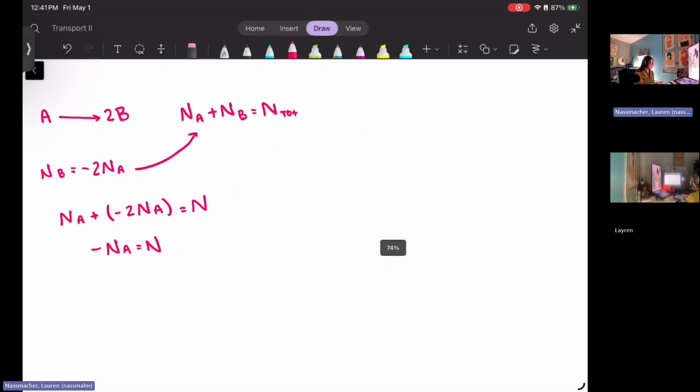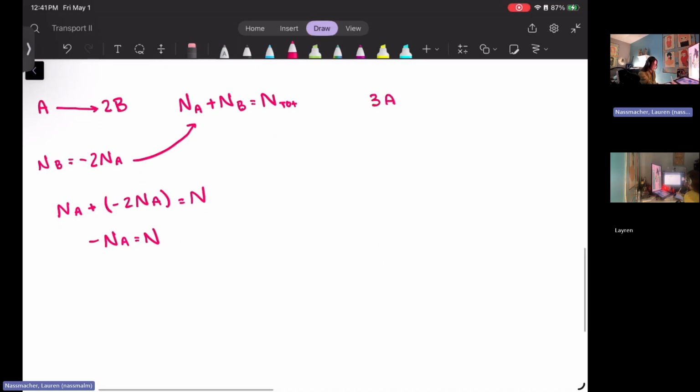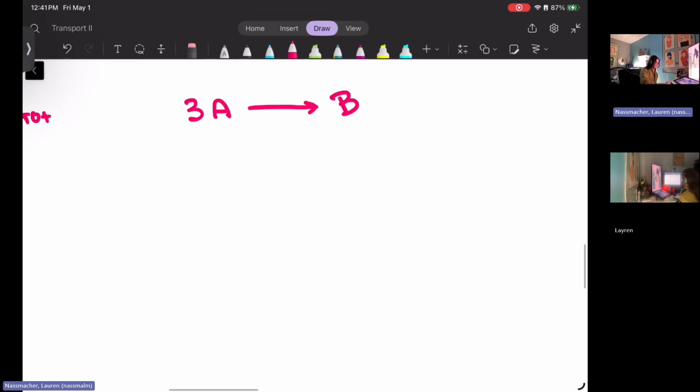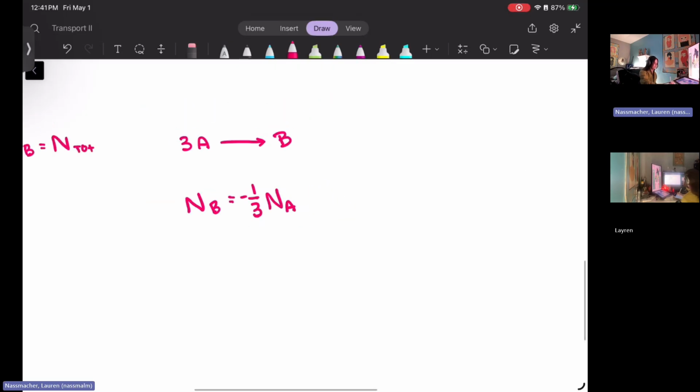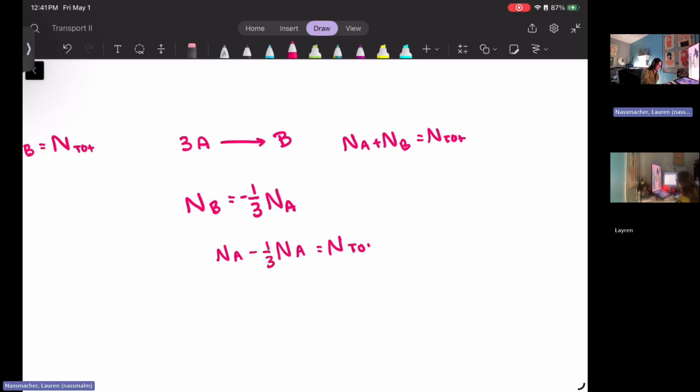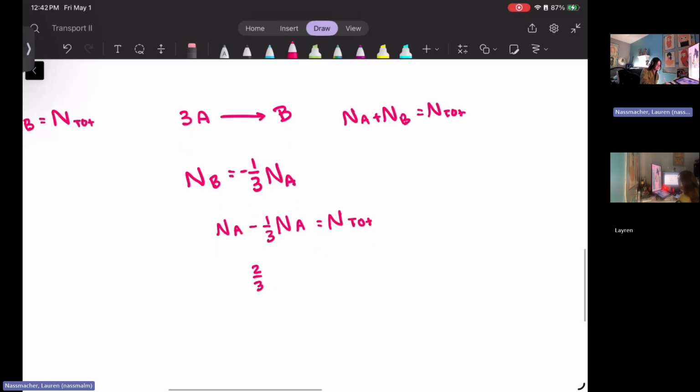Now let's use this in another scenario similar to this one where 3A goes to B. How does our molar flux rate of A transform now? Well, we have that our molar flux rate of B, instead of it being equal to -3 component A, we have -1/3 molar flux of component A. And again, we know that molar flux rate of A plus molar flux rate of B equals the total molar flux rate. So plugging that in, we get our molar flux rate of A minus 1/3 molar flux rate of A equals total molar flux rate. And that's going to get us 2/3 molar flux rate of A is the total molar flux rate.